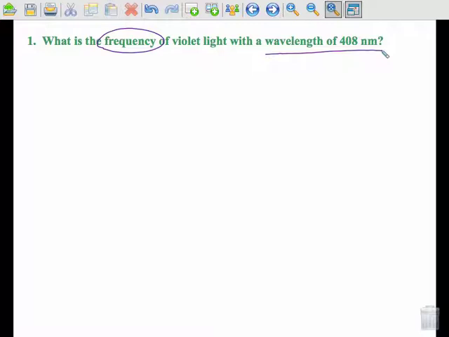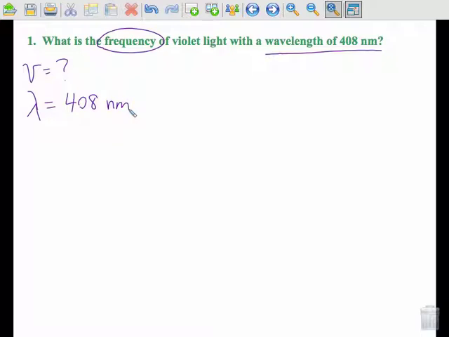Now, again, we said this. They use nanometers because it's so small. You're going to see what it is going to be in meters. You're going to see why nanometers is a little bit more logical. So I am looking for my frequency. You put that as a question mark. It gives me a wavelength. Remember, that's lambda. It looks like an upside down Y. It says my wavelength is 408 nanometers.